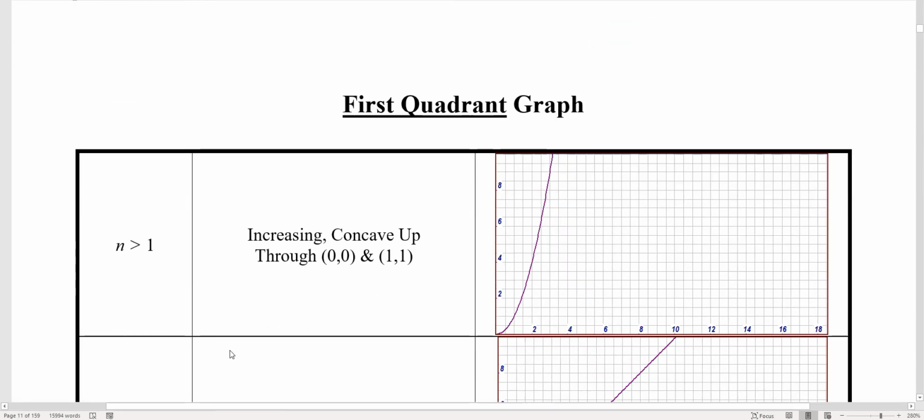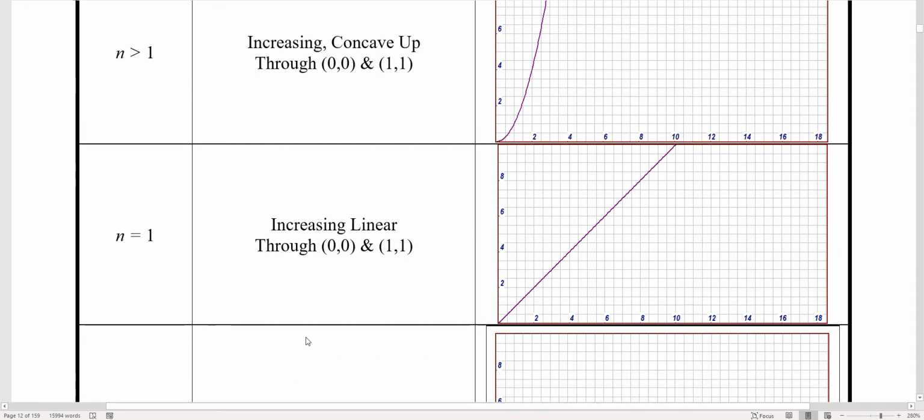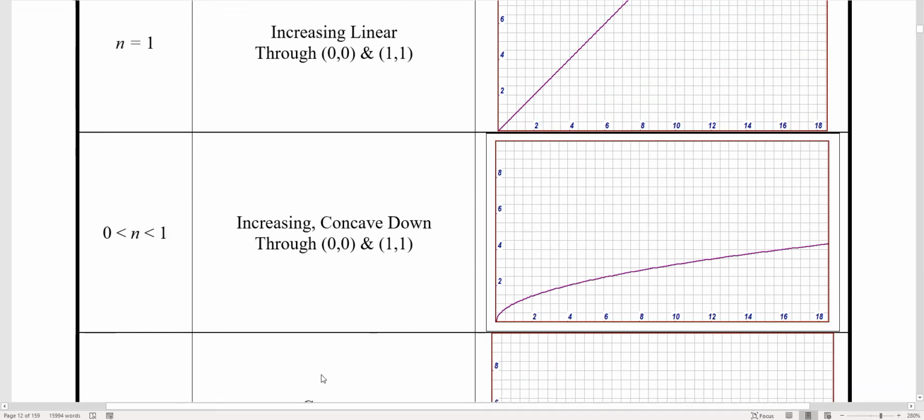So they all have a first quadrant portion of the graph. When n is greater than 1, it goes through (0, 0) and (1, 1). It's increasing, concave up in the first quadrant. If n equals 1, then of course that's just y equals x. That goes through (0, 0) and (1, 1) in a straight line, linear, increasing.